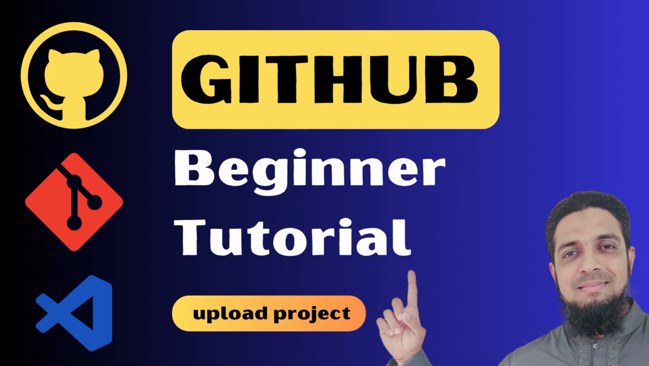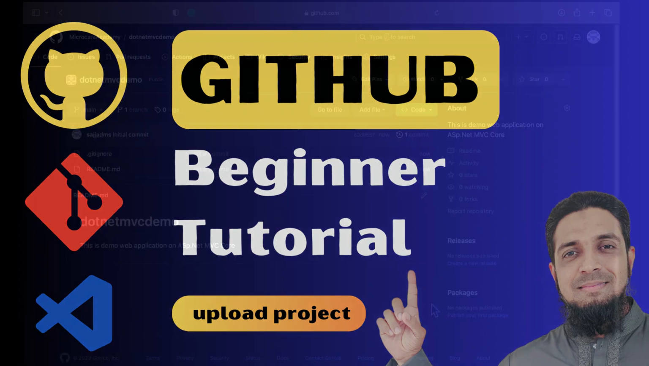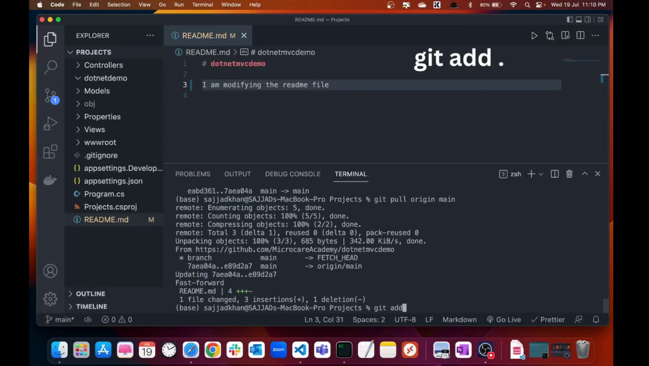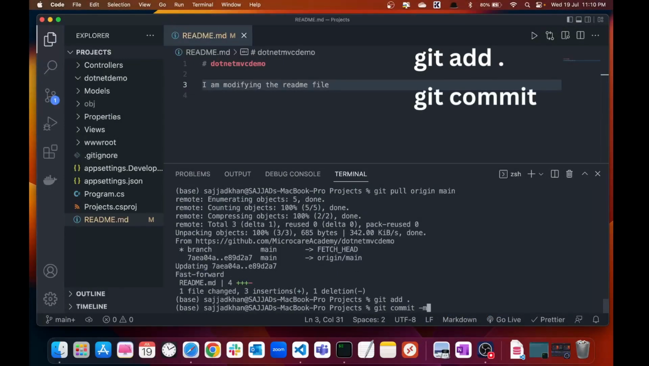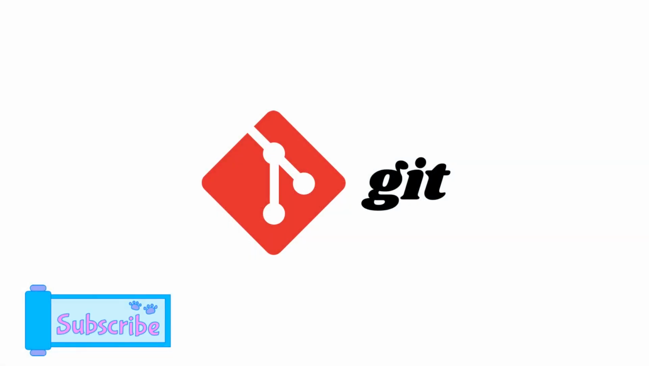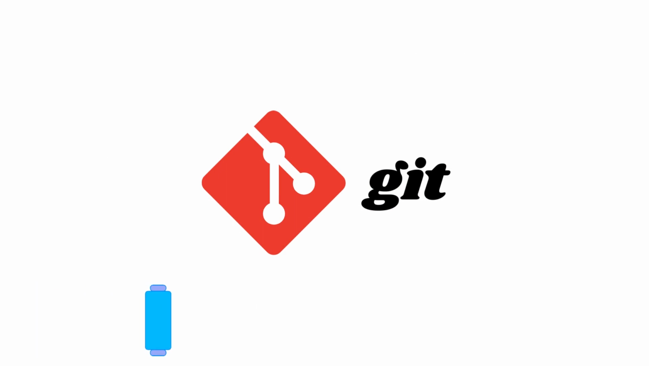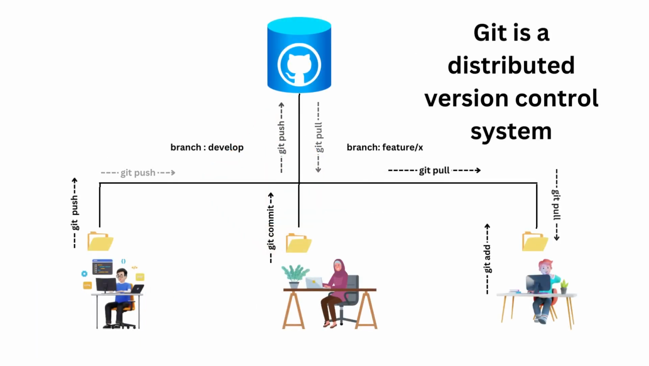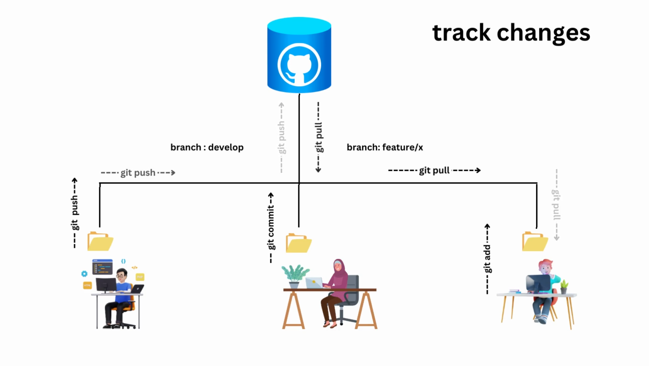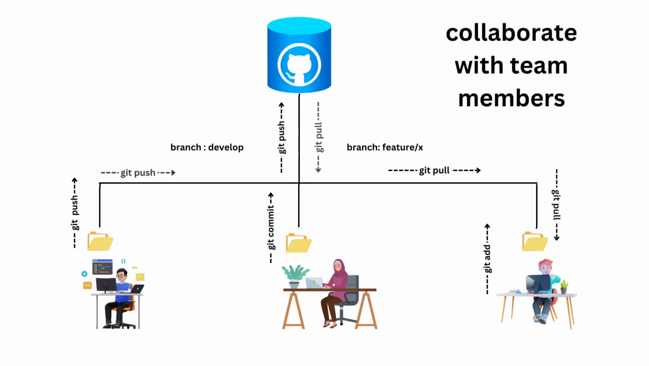In today's video, we are diving into the world of version control with Git. We will be taking you through the step-by-step process of creating a GitHub repository and pushing your project to the repository using Git commands. Before we jump into the practical part, let's quickly discuss what Git is. Git is a distributed version control system that allows you to track changes in your code, collaborate seamlessly with team members, and maintain a detailed history of your project.